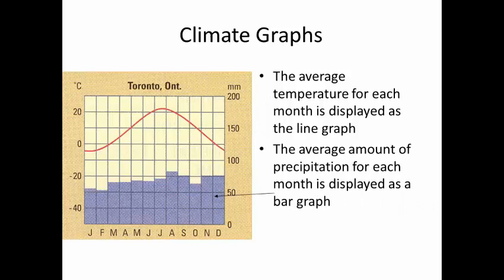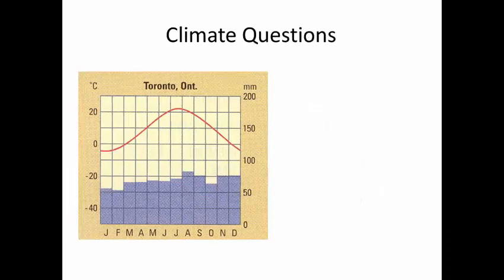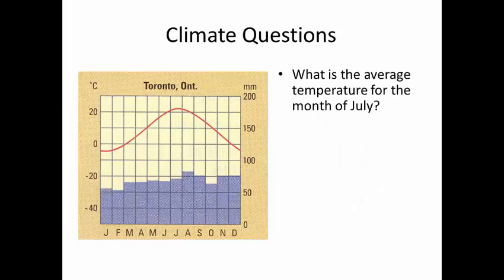Now that you know this information, let's ask some climate questions. What is the average temperature for the month of July? To find this, you would find the month of July on the horizontal axis. Then follow up the column to the temperature line. Then follow the axes to the left. The number is approximately 21 degrees Celsius, so this would be our answer.